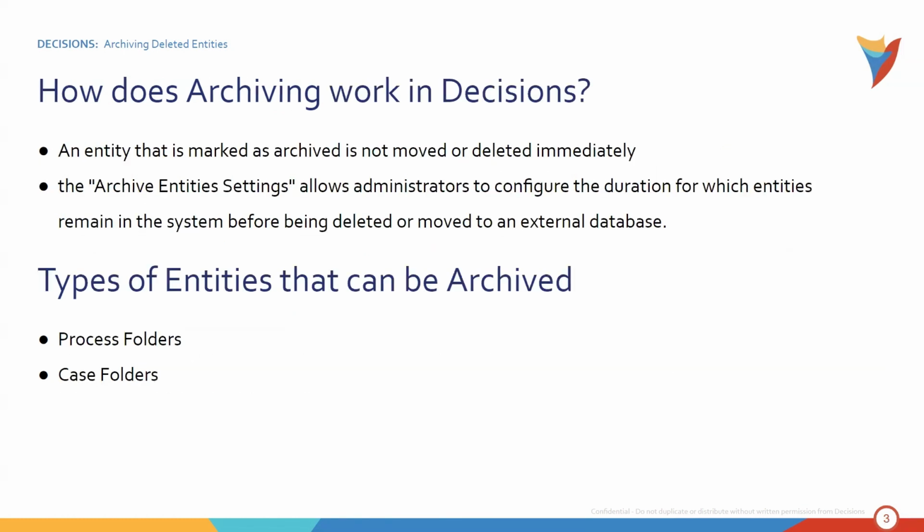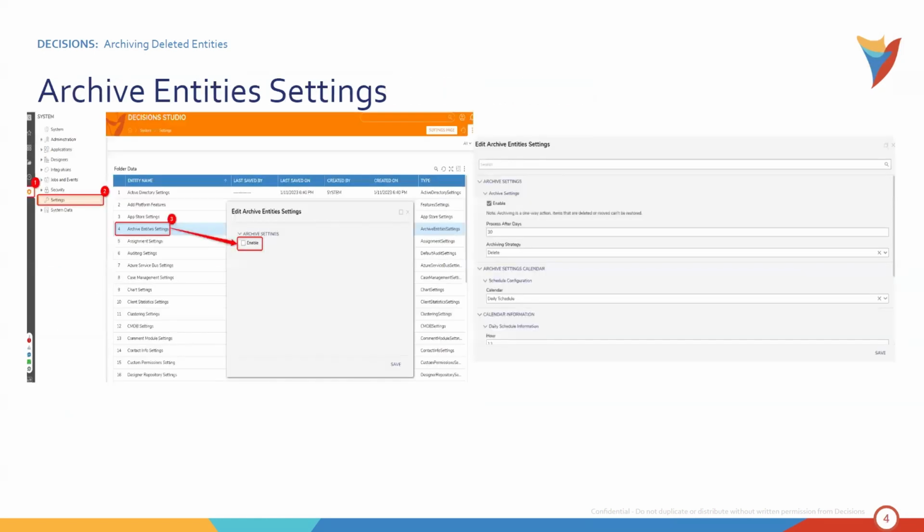Now, how does archiving work in decisions? An entity that is marked as archived is not moved or deleted immediately. Instead, we have to set the archive entity setting from the settings folder, which allows the administrators to configure these settings. Now, there is a specific duration for which entities remain in the system before getting deleted or moved to an external database. The types of entities that can be archived are only process folders and case folders.